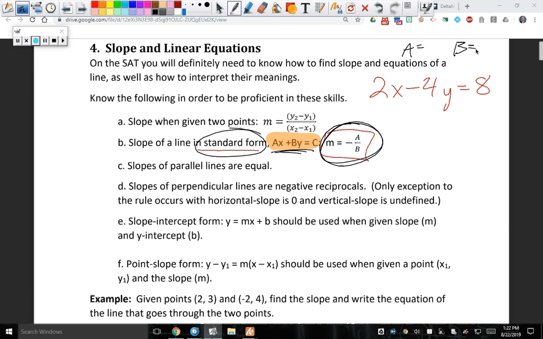Guys, you tell me, from standard form, what does A equal in this equation? 2. What is B? -4. So if I use my negative A over B, I would put 2 here, -4 here. So quickly, my slope is a positive 1/2. I didn't solve for y. I didn't put it in y equals mx plus b, and I can go to the next question. Okay? I hope a lot of you adopt that.